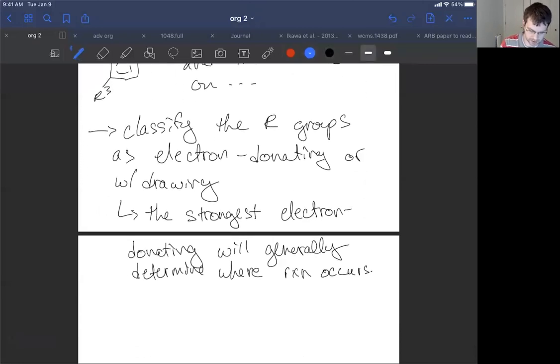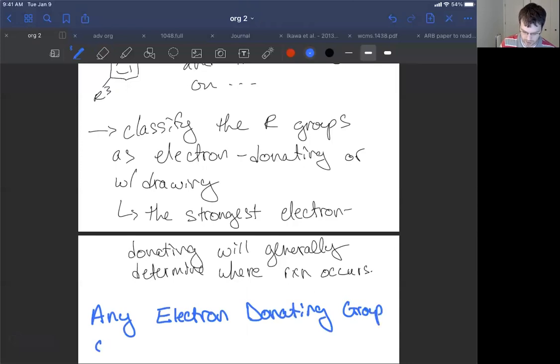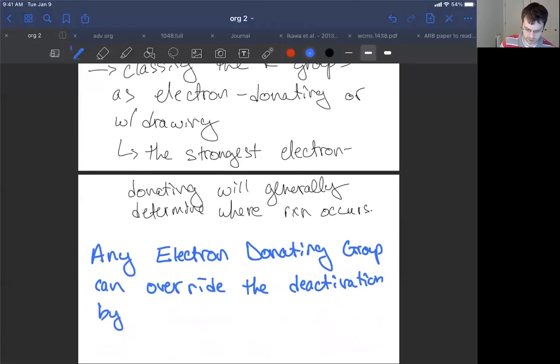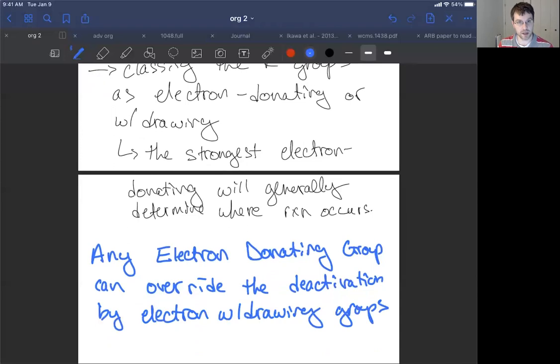Now, what's cool about this is that any electron donating group can override the deactivation by electron withdrawing groups. So that's pretty cool, actually. If you have electron donating groups, they can actually overwhelm the deactivation supplied by electron withdrawing groups.